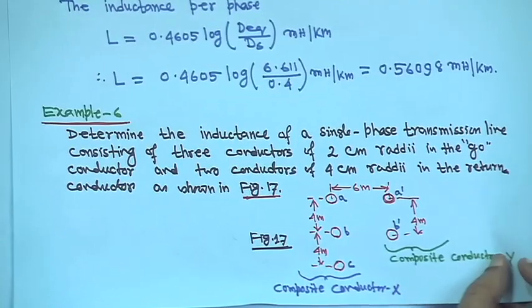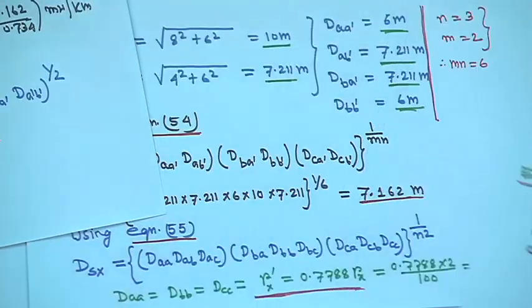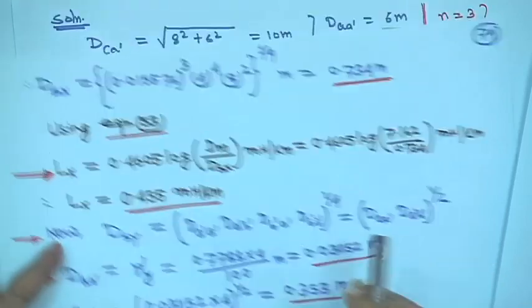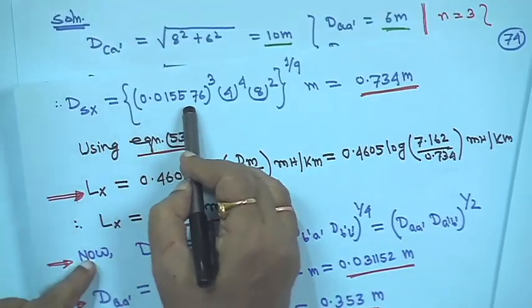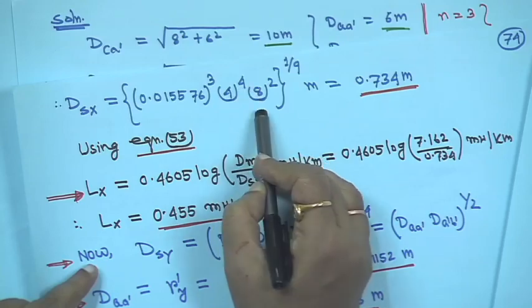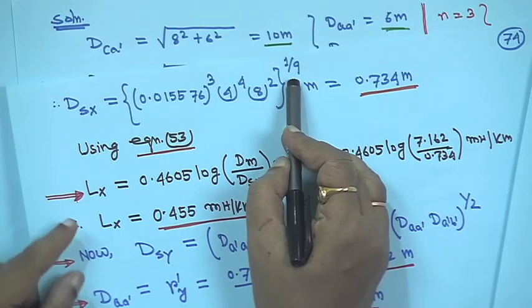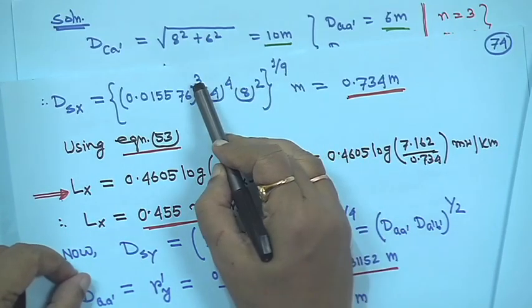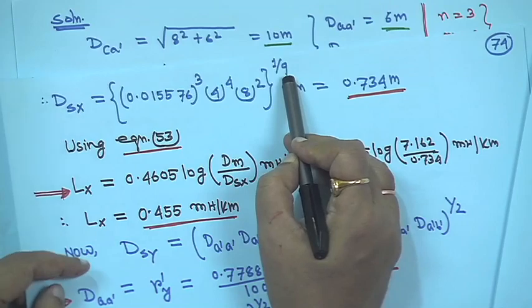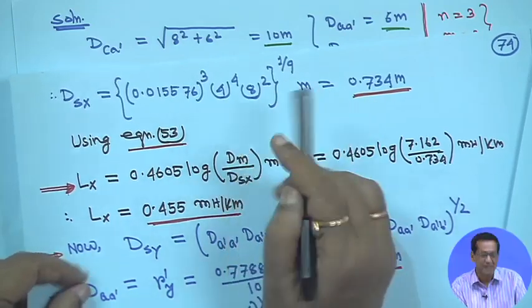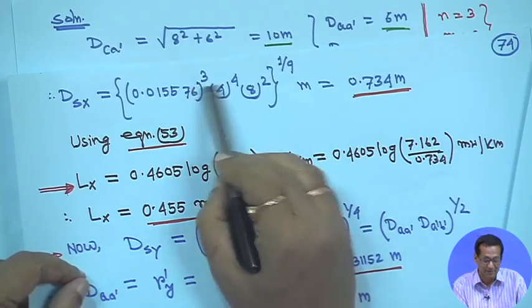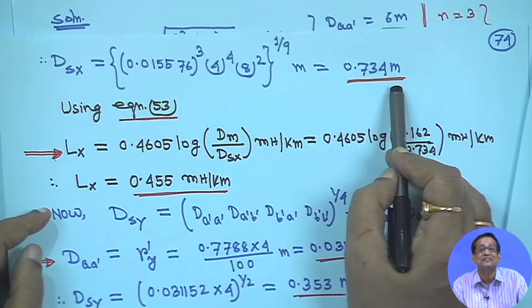Once you have made all these calculations, you put all these distances and multiply, and you will get Dsx is equal to 0.011576 cube, 4 to the power 4, into 8 square, to the power 1 upon 9, the 9th root. If you see the powers, you get 2 plus 4 is 6, plus 3 is 9. You have to check that it matches; then it is dimensionally correct and things are correct, provided you have not made any wrong calculation in the distances. So, it is 0.734 meter.